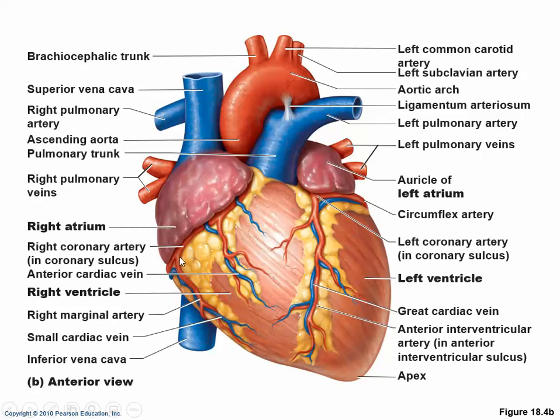This is the coronary sulcus here, running along there. It's where the coronary artery, the right coronary artery, runs. The left coronary artery is here in the sulcus on the left. This space here is the anterior interventricular sulcus with the anterior interventricular artery and anterior interventricular vein. The point of the heart is called the apex. This part up here where the great vessels are is called the base.